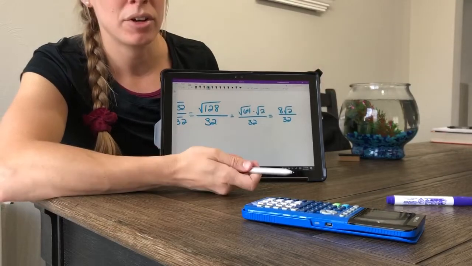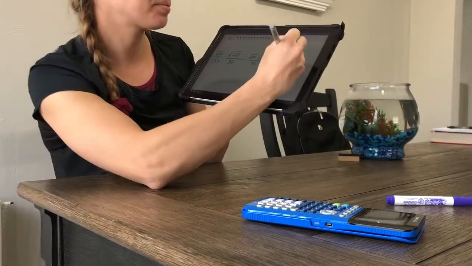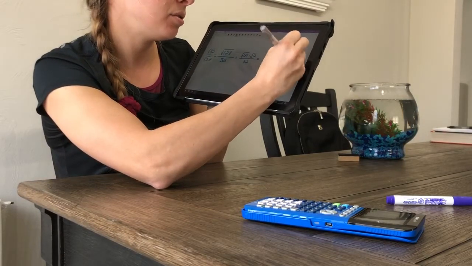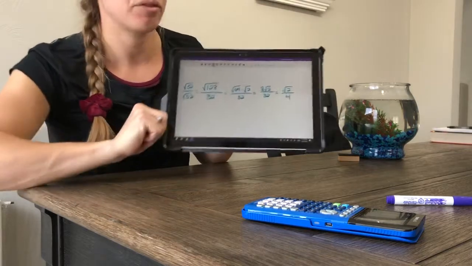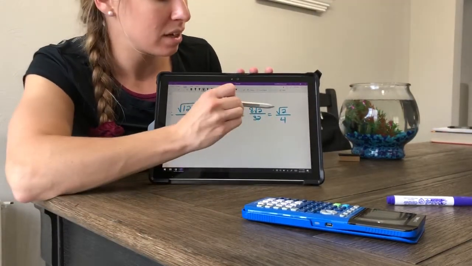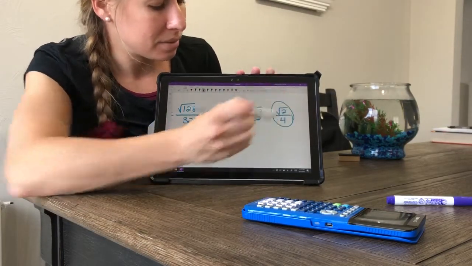What's 8 divided by 32? What's the biggest number you can divide out of both 8 and 32? Well, it's 8. So in your numerator, you're just left with the square root of 2, and then in your denominator, you're left with 4. So 8/32 is the same as 1/4. Technically, there's like a 1 up there, but you don't need to write it. And so then there's your final answer.